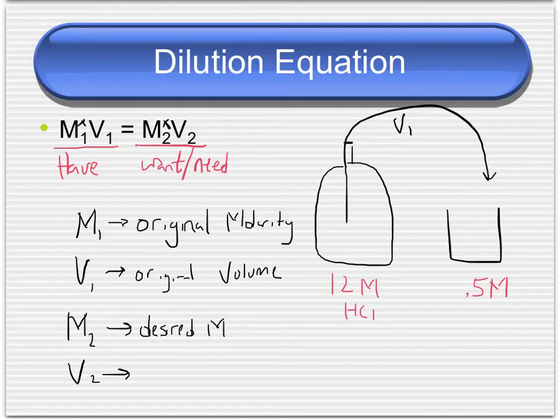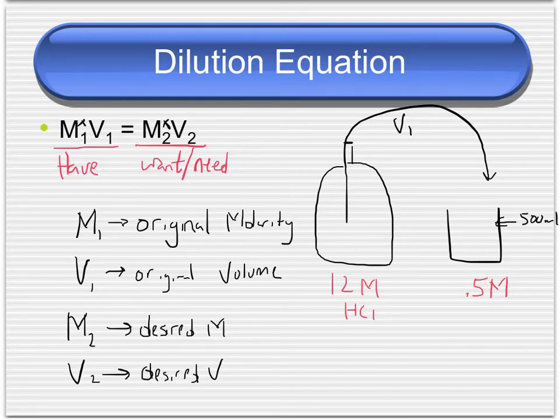M2 is going to be our desired molarity, so the molarity that we want to achieve. And that's going to be this number right here. So my M1 is the concentration that I'm starting with, my M2 is the concentration that I want, the 0.5. The V2 is going to be the desired final volume. So let's say I need 500 milliliters of 0.5 molar HCl. That's going to be my desired volume. That's going to be my V2.